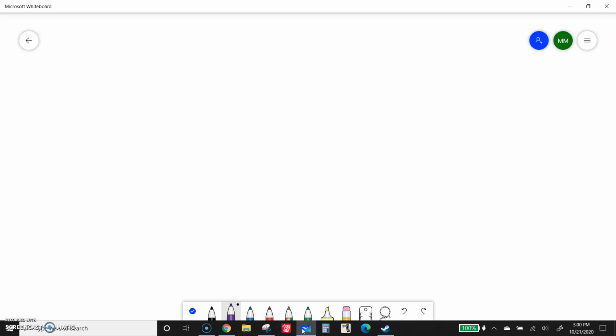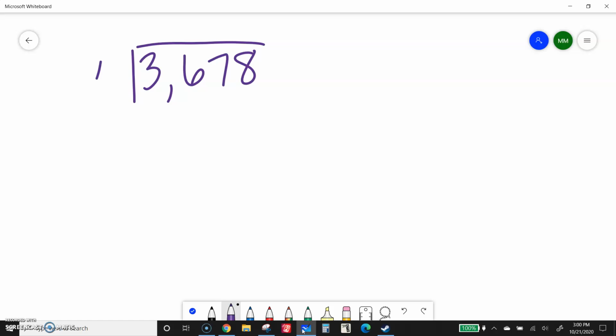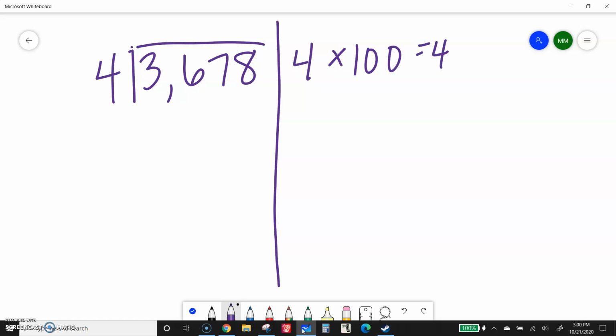So I have 3,678 divided by 4. Notice I don't read left to right. I read the number inside the little house before the outside. So because I'm doing partial products, I can do this. I can say, okay, what's a group I can get out of 3,678? I could just do 100. So 4 times 100 is 400. If you're not sure where to start, you can always start there. I'm going to subtract 400.